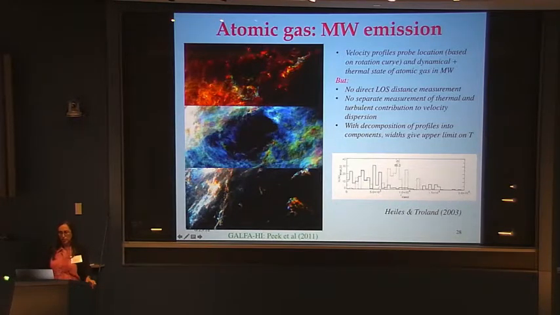It's also telling you something about the thermal state. But we don't have any direct distance measurement. We don't have separate measurements of thermal and turbulent contributions to the line width, just from HI emission. What you can do is say, well, I know an upper limit on the temperature based on the line width. And that's what's shown here from the Arecibo survey. Most of the gas has a line width which would put it at a corresponding temperature a bit less than 10,000 degrees. So that's the warm medium.